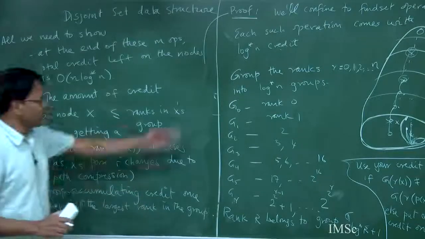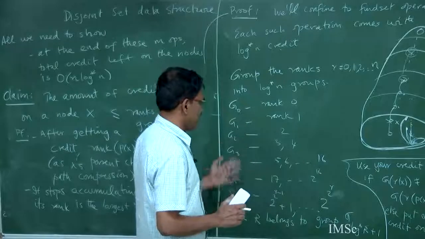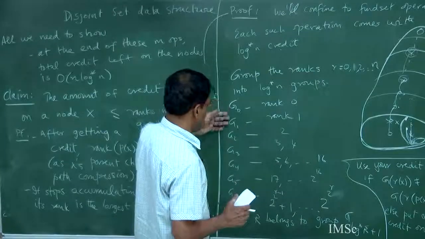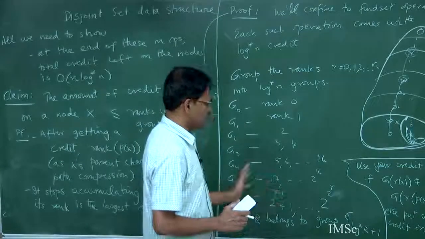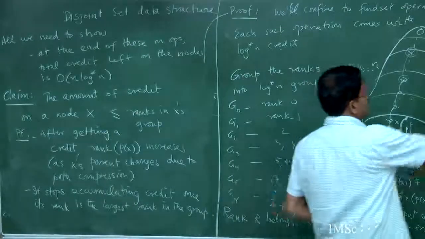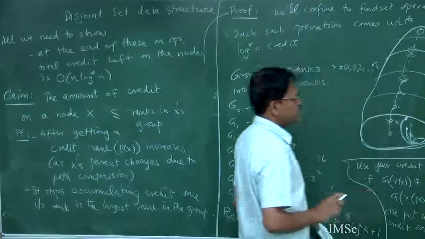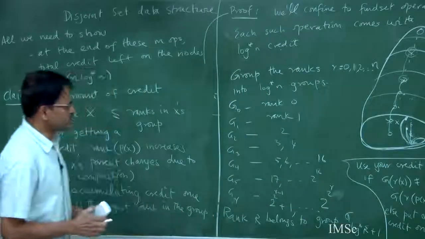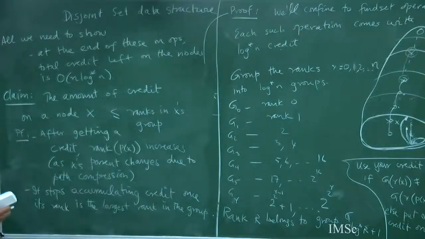Now you look at the groups, you know how many ranks are there, right? Because initial groups have a small number of ranks, but after that there are a large number of ranks. So this group formation and this property will help us complete the proof now, and this claim.